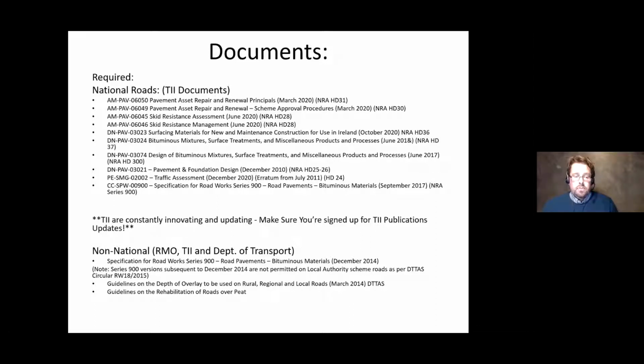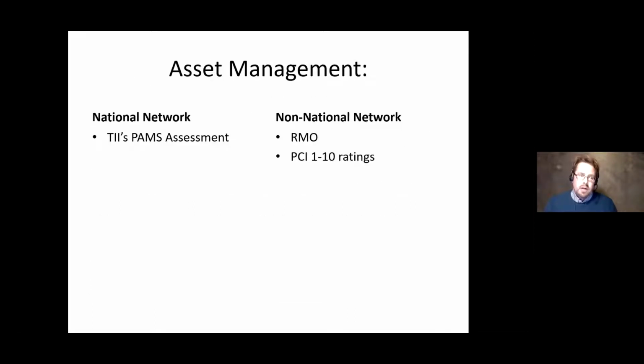Other documents that we'll use there would, of course, be the Orange Book, as we all know, the Guidelines for Adaptive Overlay on Rural, Regional and Local Roads, and the Guidelines for Rehabilitation over peat. I'll also throw in there an old document, but a very efficient document, which is the Guidelines for the use of falling weight deflectometer in Ireland.